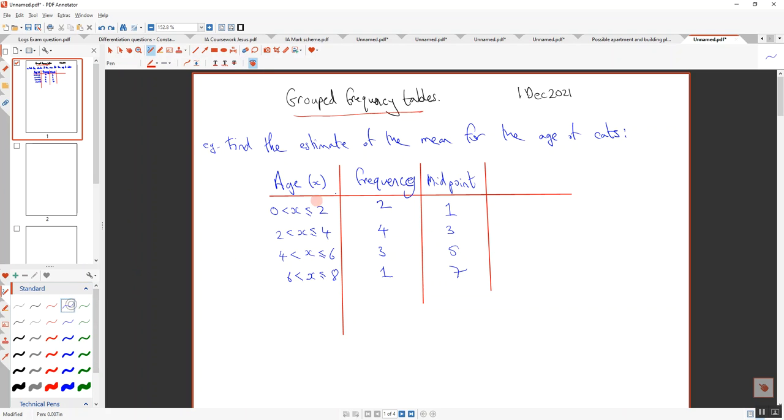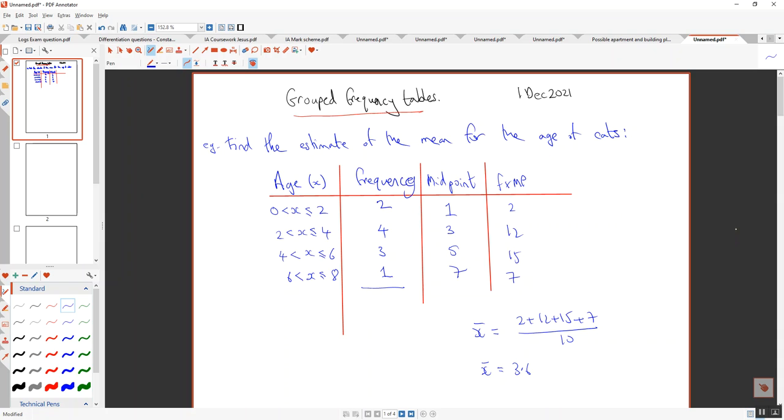Find the sum. We'll just quickly do it. Frequency times midpoint, so it's 2, 12, 15, 7. So the mean is equal to 2 plus 12 plus 15 plus 7 divided by the total of the frequency, 4, 5, 6, 7, 8, 9, 10. And we get 3.6 for the mean. So the estimate for the mean age is 3.6.